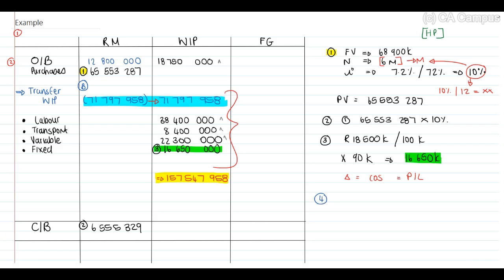calculation number 4, times 5%, and this will be 7,877,398. And now we are able to calculate our balancing figure, which shall be transferred to our finished goods.